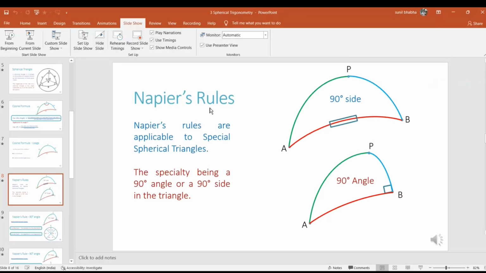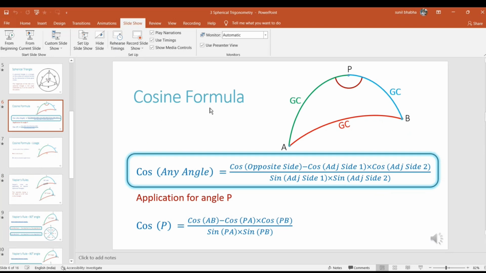Beta, before we proceed ahead to Napier's rule, any doubt in your mind till now? No, sir. Okay, great. So cosine formula is done.